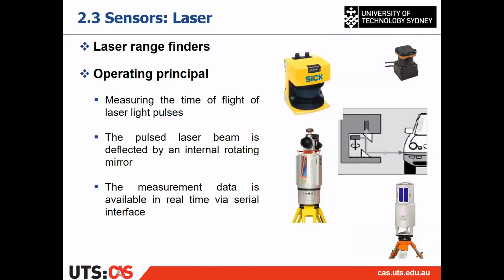And the next one is laser. Laser is really commonly used in mechatronics or robotics. It's really commonly used because it's much more accurate compared to sonar, and it has multi-beam as well. I will explain to you how it makes multi-beams. Laser is similar to sonar, but instead of sending sounds out, it sends light out.